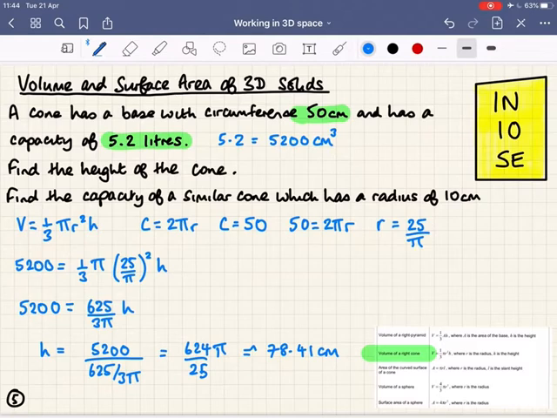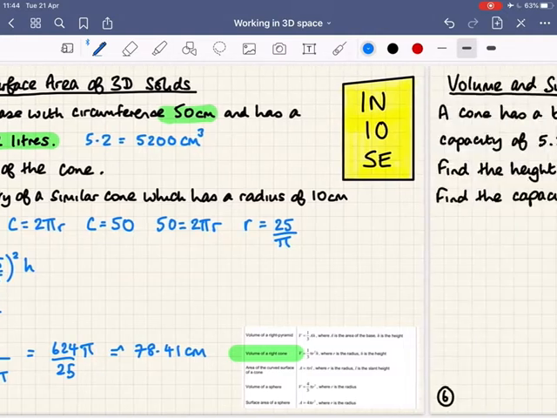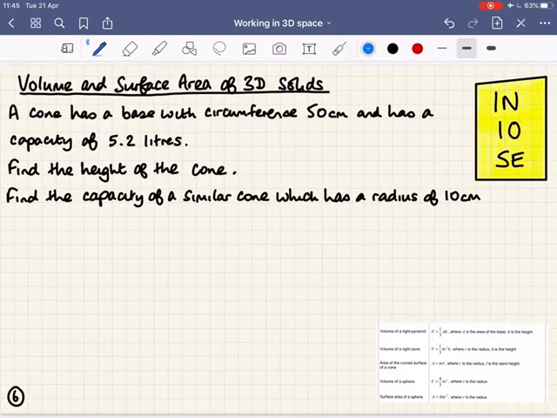Now the second question is a little bit more difficult. It says, find the capacity of a similar cone. A similar cone, that means all of the sides are in the same proportion. So find the capacity of a similar cone which has a radius of 10 centimetres.